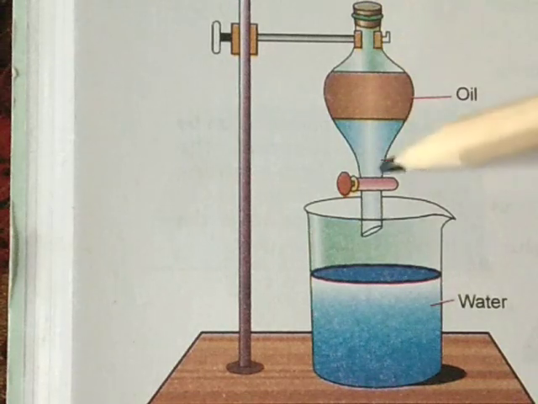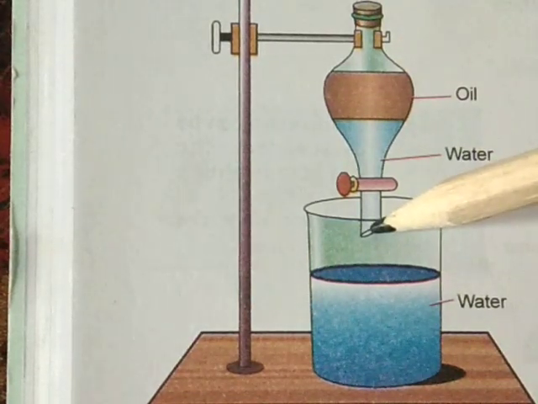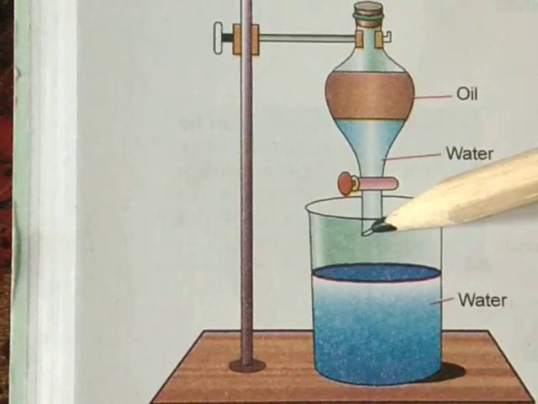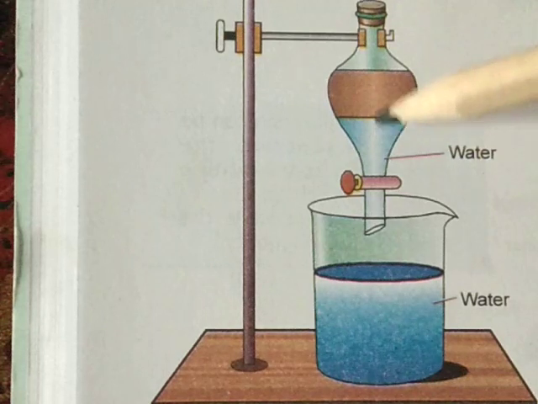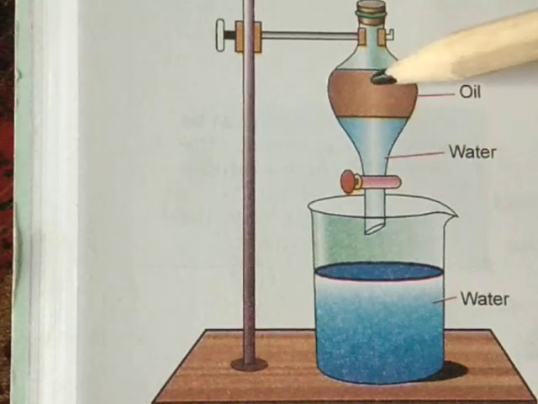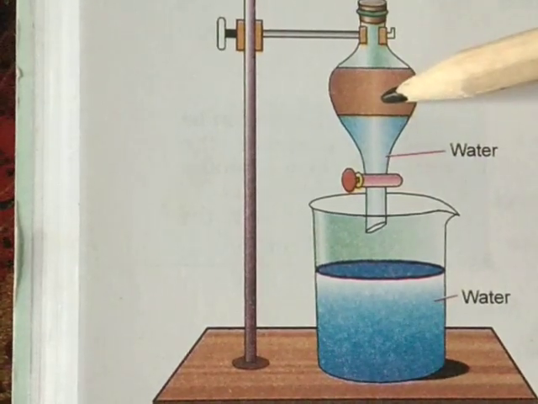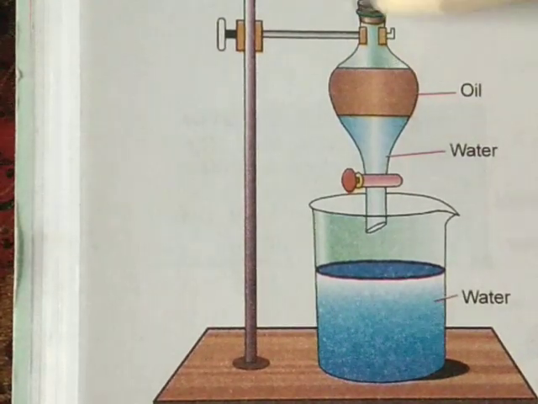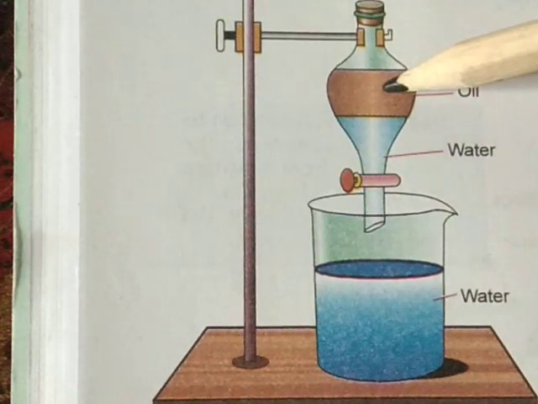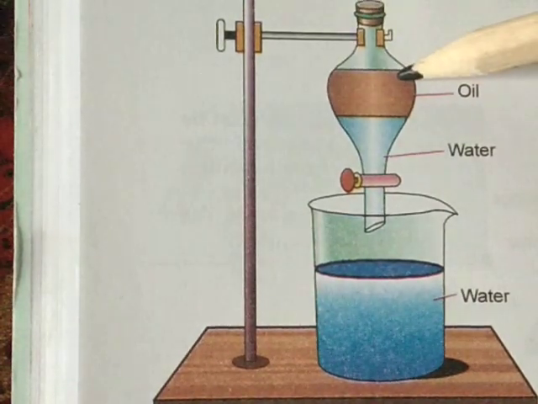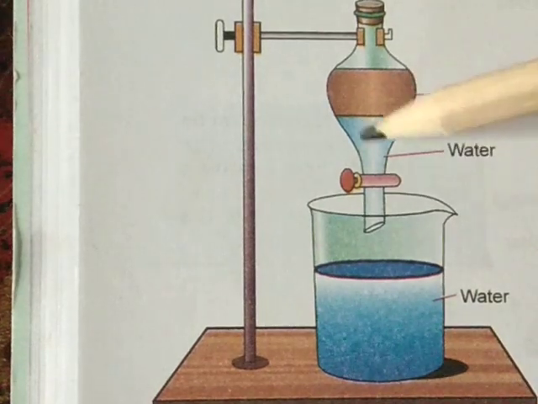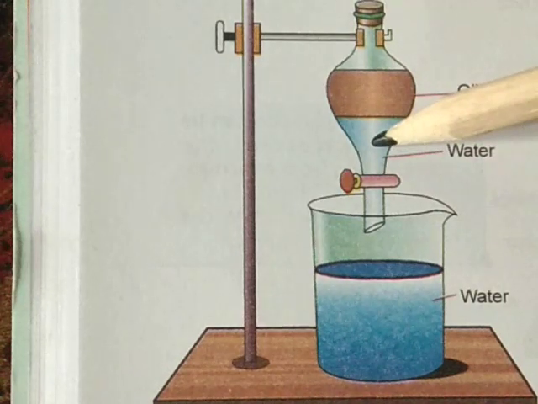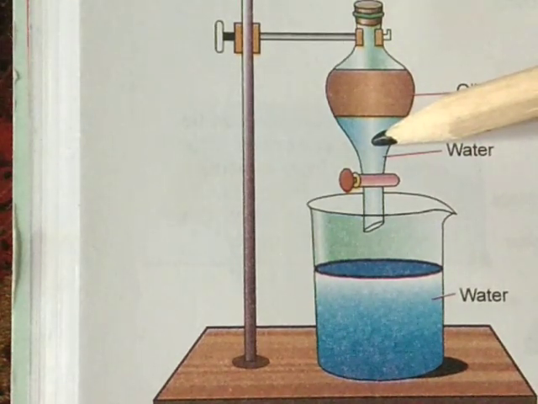Press the mouth of the funnel, this one, with your thumb. Shake the contents for some time and keep the funnel undisturbed. Then we will observe kerosene oil forms the upper layer and water is present as the lower layer.